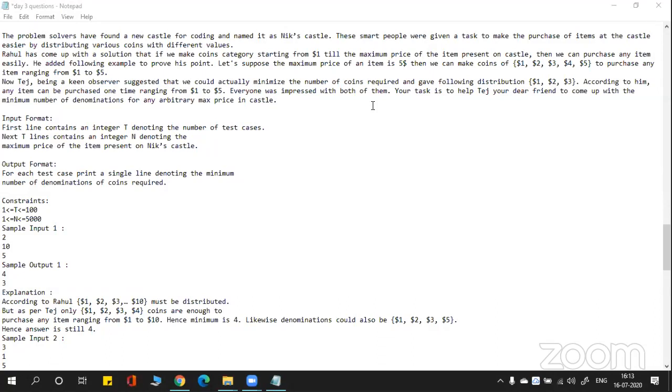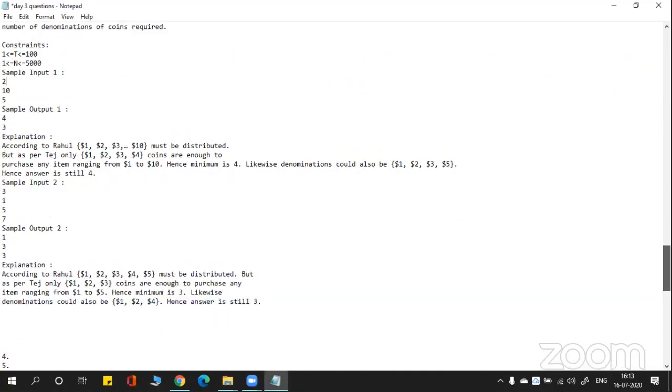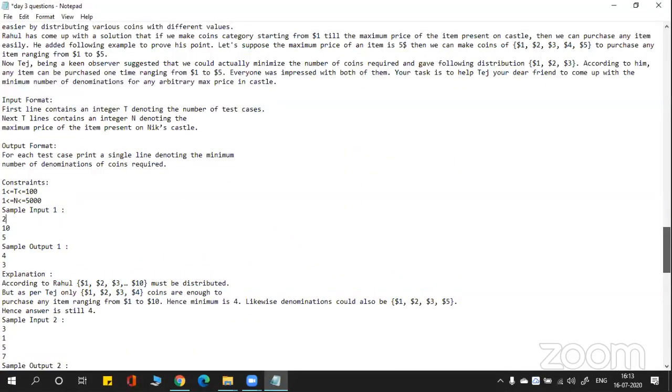So they gave constraints for t and some sample input. The first line contains the integer t denoting the number of test cases. So the first line is always the number of test cases. Next, for 10 and 5, the output should be 4 and 3. This is what the question is. Sample output: input 1, output 1 is fine.